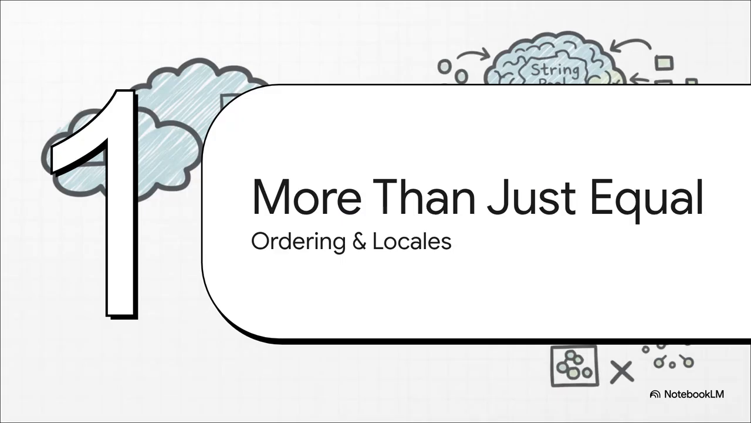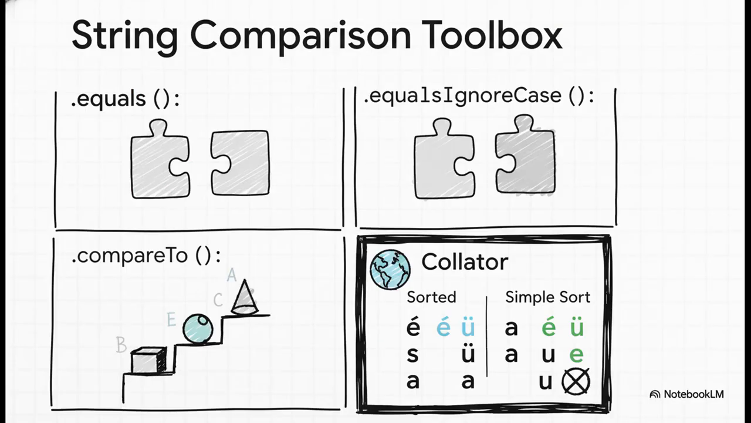Okay, so let's build on that idea. Because in the real world, just knowing if something is equal or not equal often isn't enough. A lot of the time, you need to know how things should be ordered, especially when you start dealing with text from all over the world. And Java gives you a whole toolbox for this. You've got your basic .equals for an exact match, case and all. You've got .equalsIgnoreCase when you just don't care about capitalization. For simple alphabetical sorting, there's .compareTo. But the real professional grade tool here is Collator. If you need to sort text that has accents or follows different rules, like in French or German, Collator is what you need to get it right. It actually understands the local language rules.